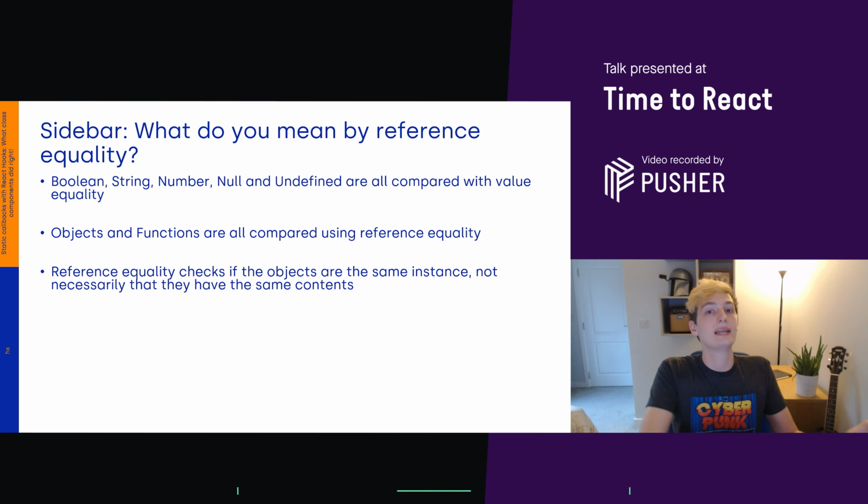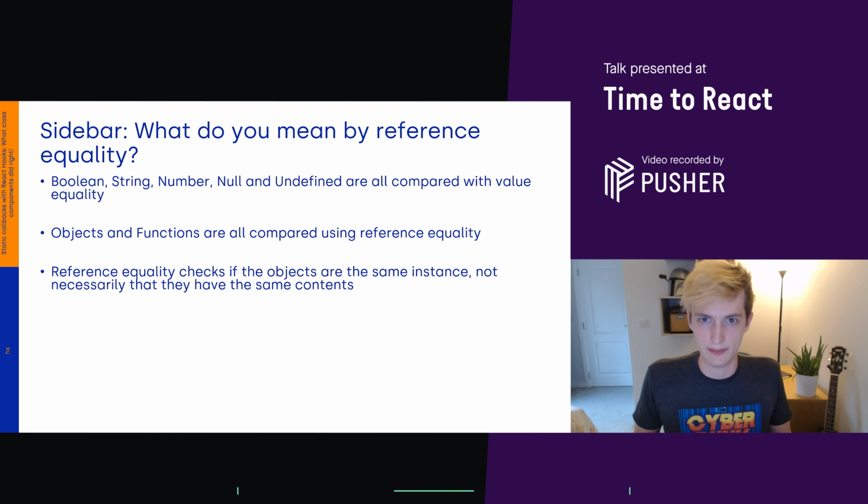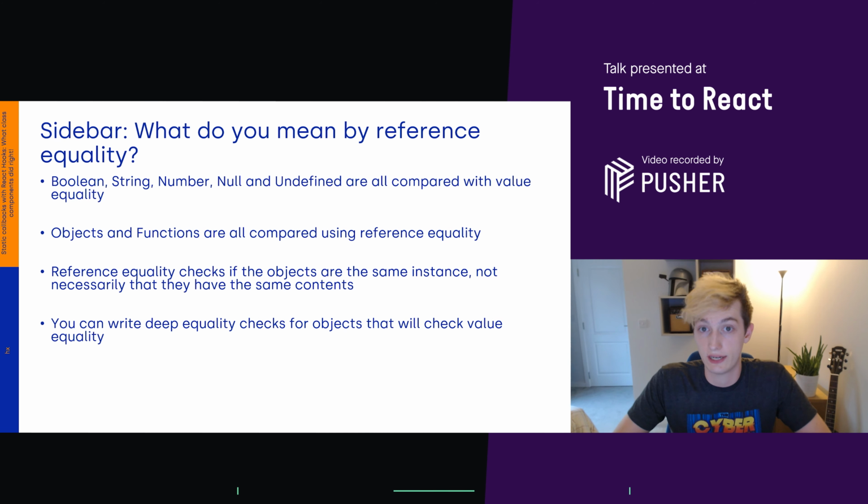Object A and object B might have the exact same contents, but they might not be referentially equal if they weren't actually the same object. And functions are very similar to this. They also are compared by reference equality, but it's a lot more difficult to check whether the contents are the same in a function. You can write a deep equality check for objects, and that will check value equality. The horrible, don't-do-this way of doing it is JSON stringify. That takes a very long time, but you can write some pretty optimal equality checks. The worst case time is when they are the same, because you have to check literally every key value property pair. You can't really do the same with functions.